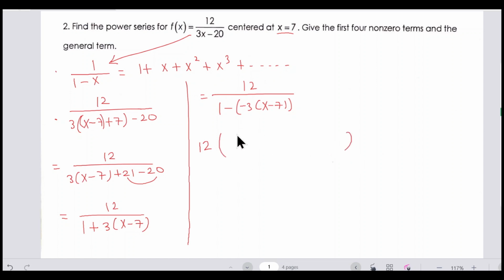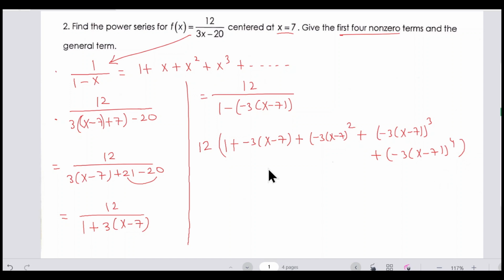And now I'm going to write the first 4 terms. So the first 4 non-zero, that's what they want, right? So it will be 1 plus, I will say x, so x means this entire thing, so that x is negative 3 times x minus 7. The next thing is plus negative 3 times x minus 7 whole square, and then plus negative 3 times x minus 7 whole cube, and then plus negative 3 times x minus 7 raised to 4.